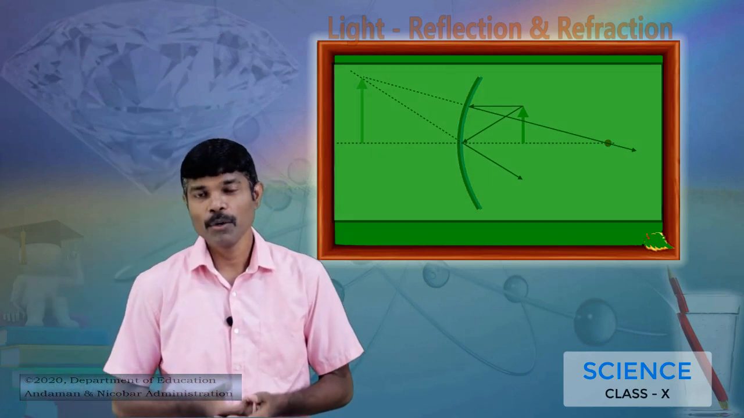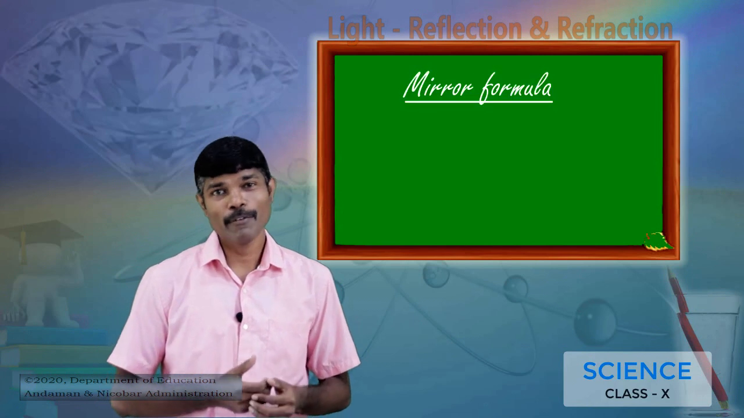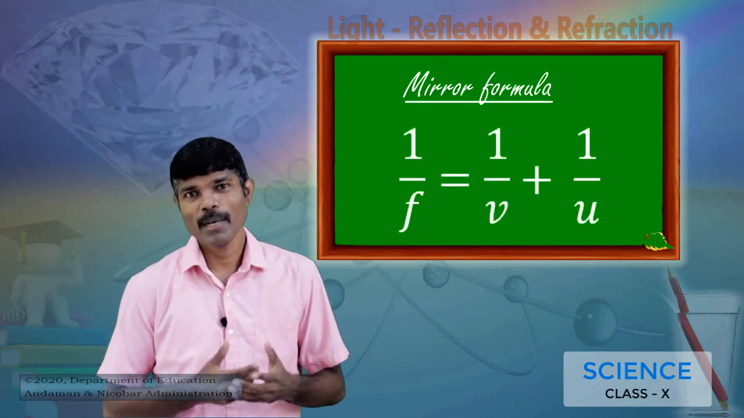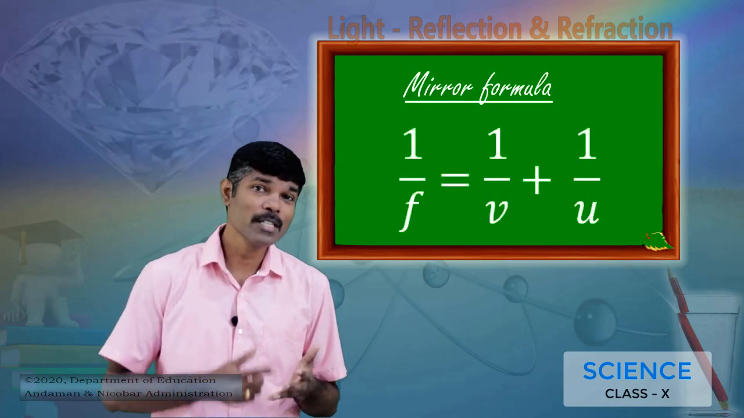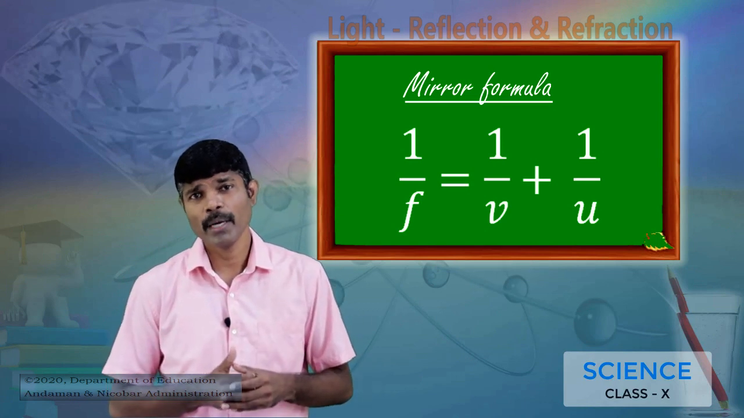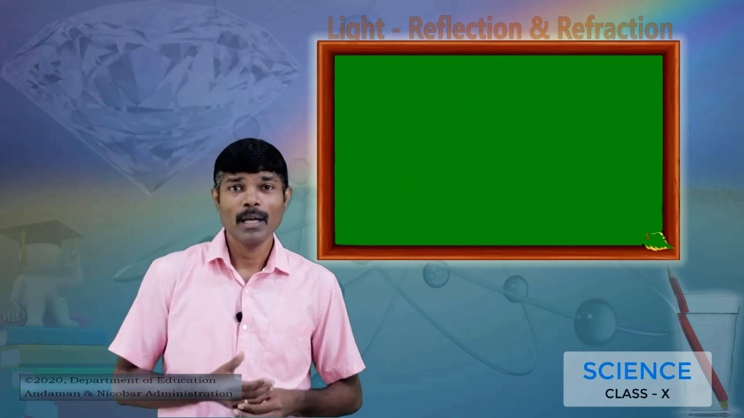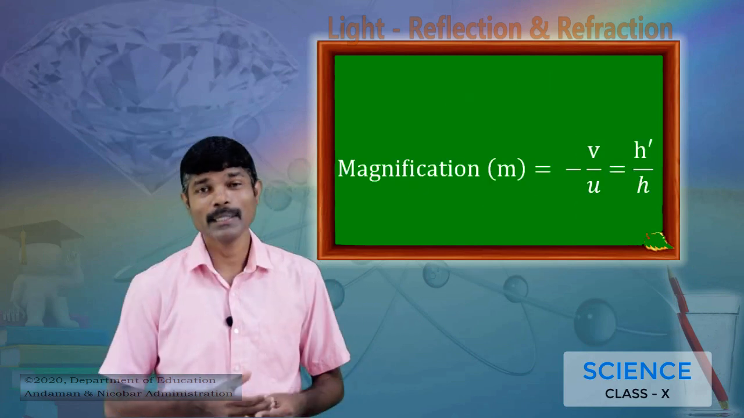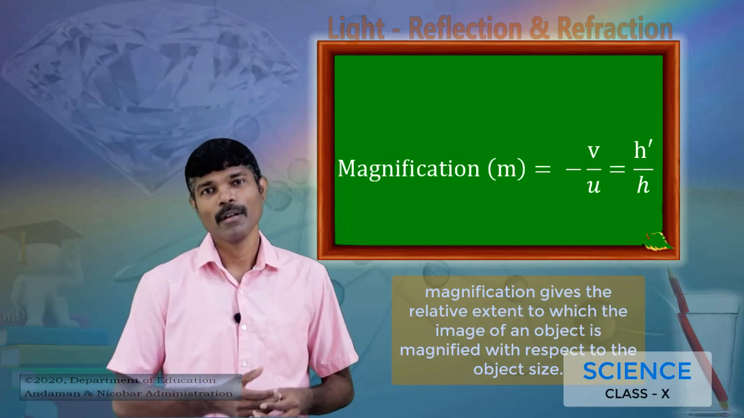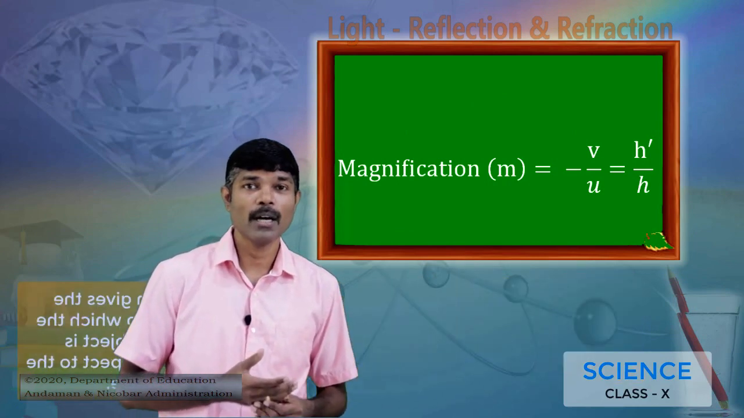To solve numerical problems, you have studied the mirror formula. By using the mirror formula, we can find the image distance, object distance and focal length. And one more thing you must have studied is magnification, that means the relative extent of the image, the size of the image with respect to the object.